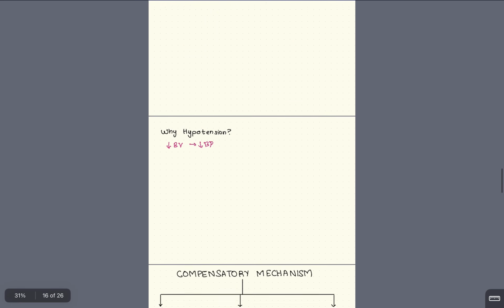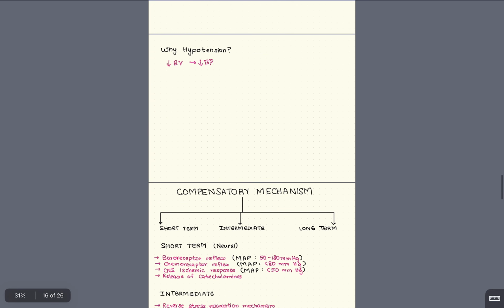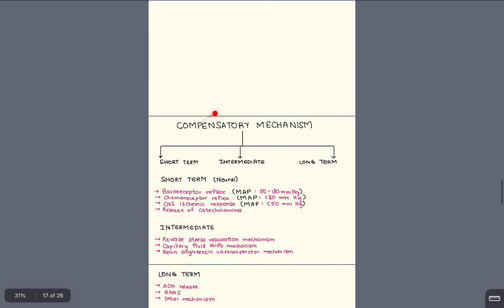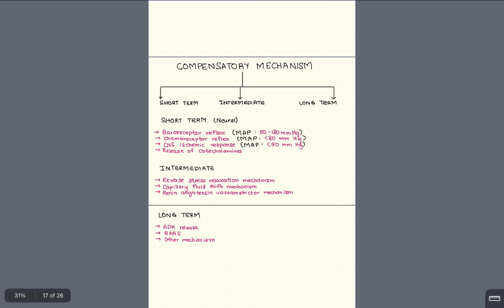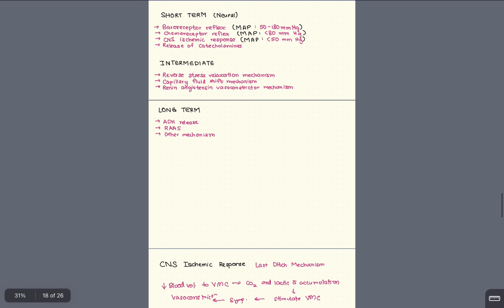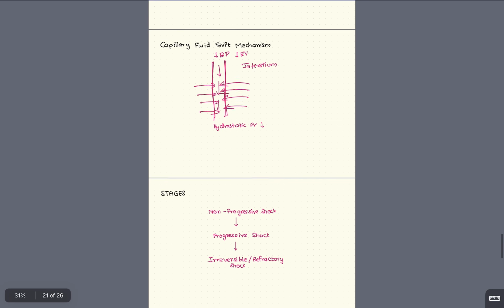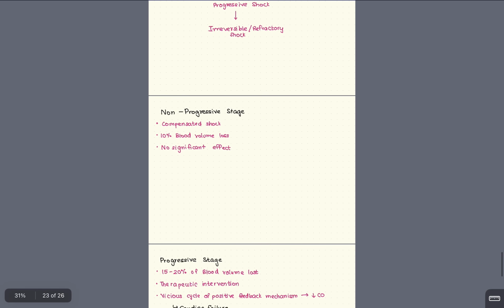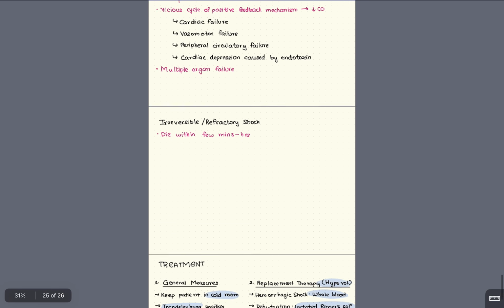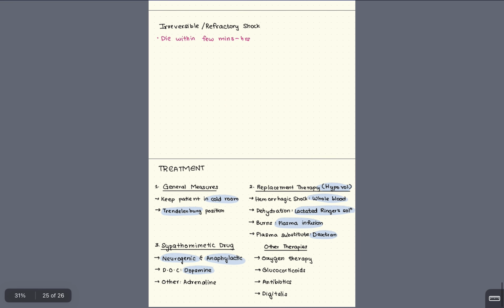Then why there is hypotension. Then the compensatory mechanisms. This is very important, and you also study it within regulation of BP. So this also comes under regulation of BP. We learned the short-term, intermediate, and long-term compensatory mechanisms. We discussed the mechanisms in detail, and then we came to the stages of shock: non-progressive, progressive, and irreversible or refractory, and then we came to the treatment.